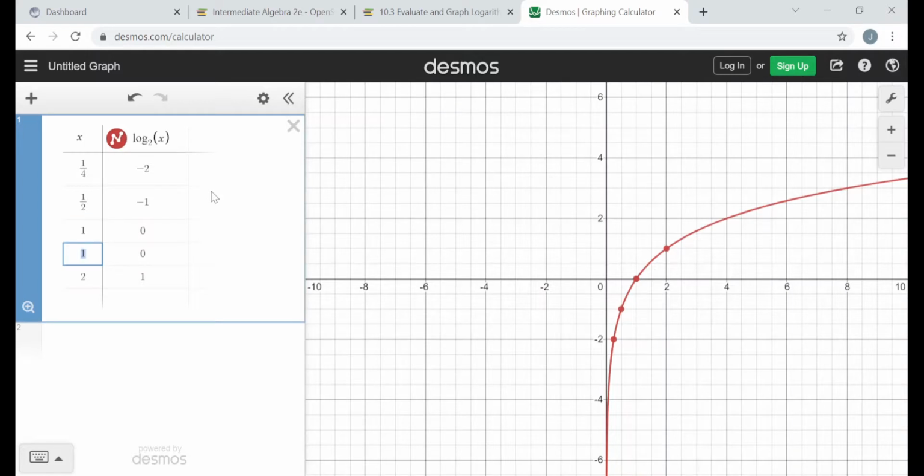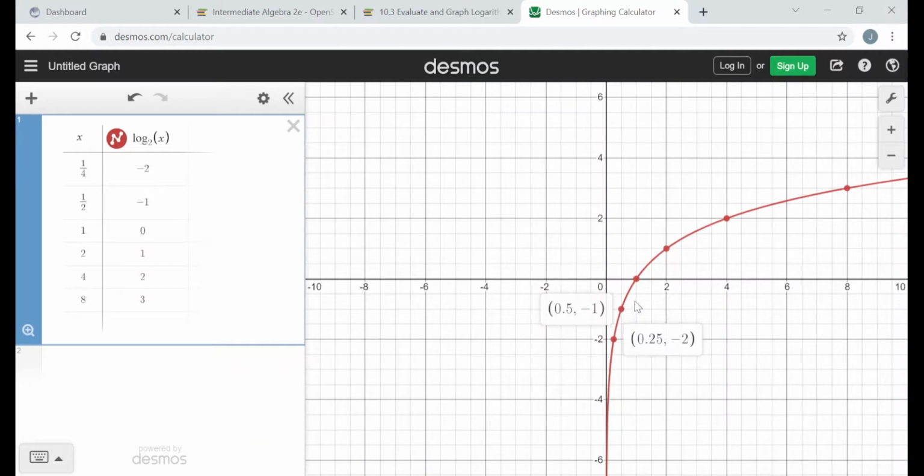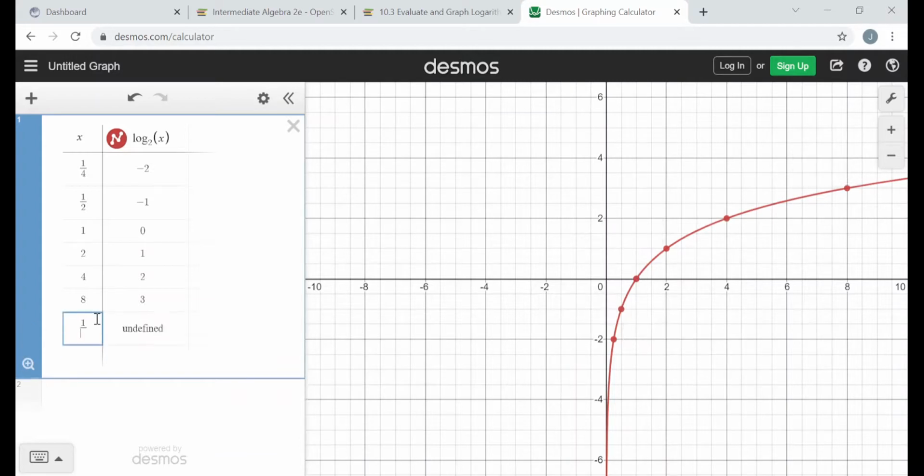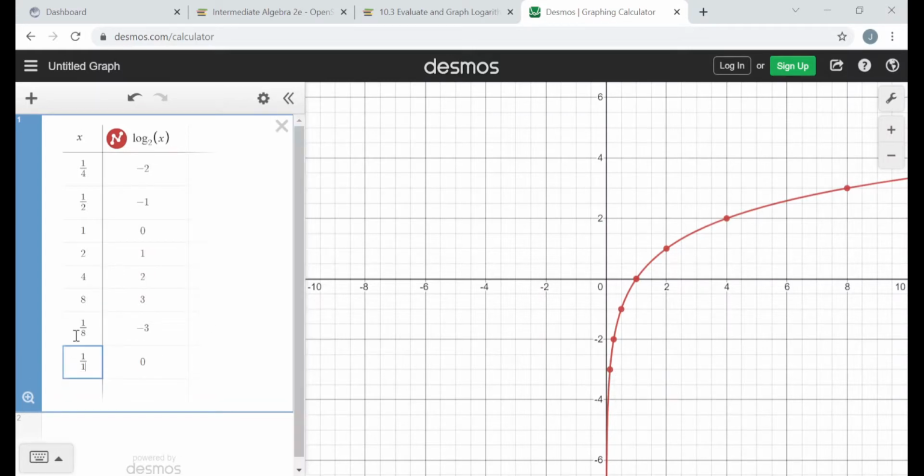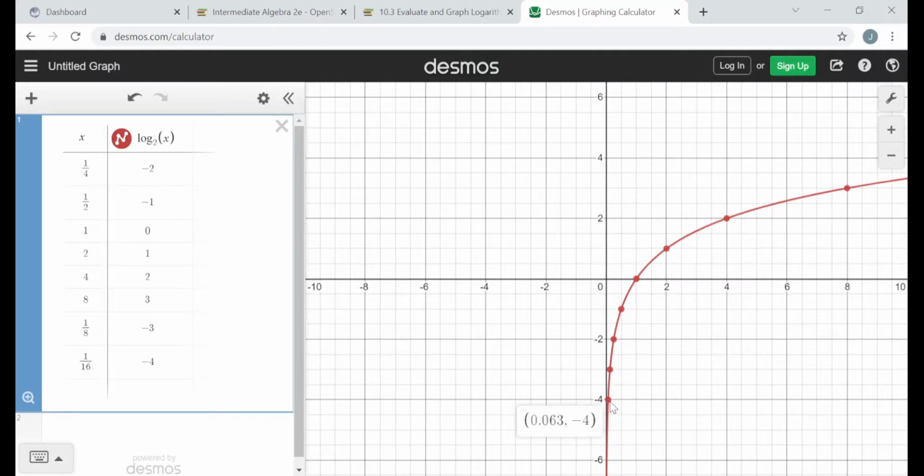1, 2, 4, 8. Right? And you see these points that I plotted on my graph: a quarter, -2; a half, -1; 1, 0; 2, 1; 4, 2; 8, 3. And 1/8, -3, and 1/16, -4, and so on. Just seeing all these points here.